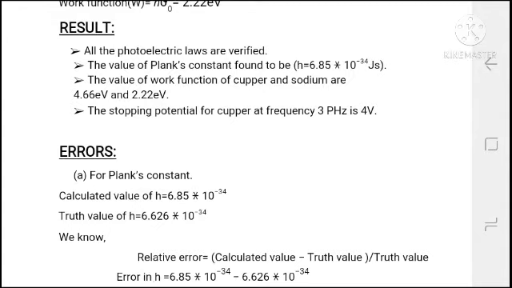Here, first result, all the photoelectric laws are verified by the graph and calculation part. And second, we find the Planck constant, that is h is equal to 6.85 into 10 to the power minus 34 joule second. And the values of work function for copper and sodium are 4.66 electron volt and 2.22 electron volt. And stopping potential for copper at frequency 3 petahertz is equal to 4 volt.